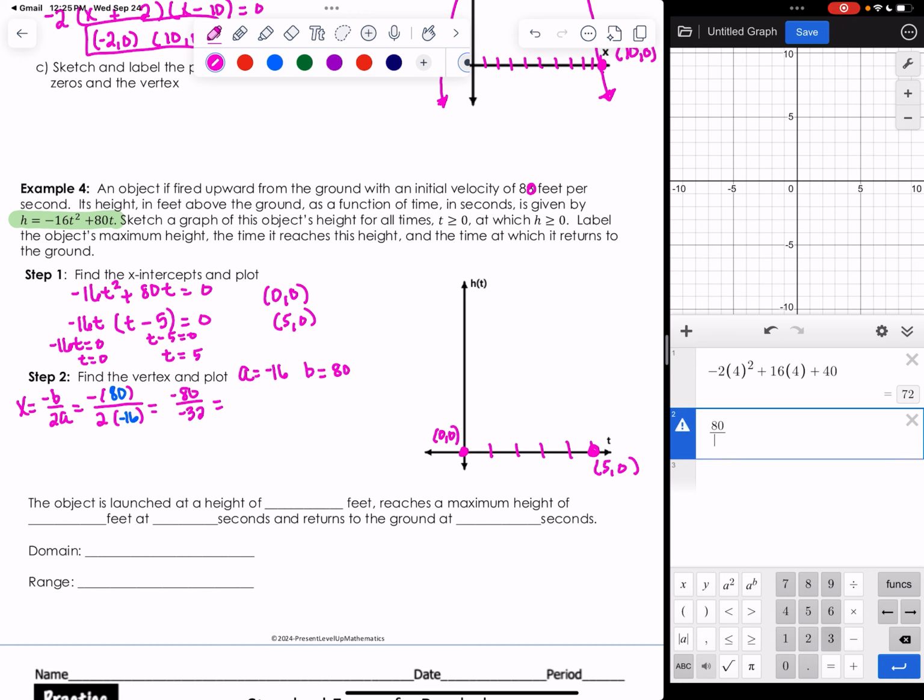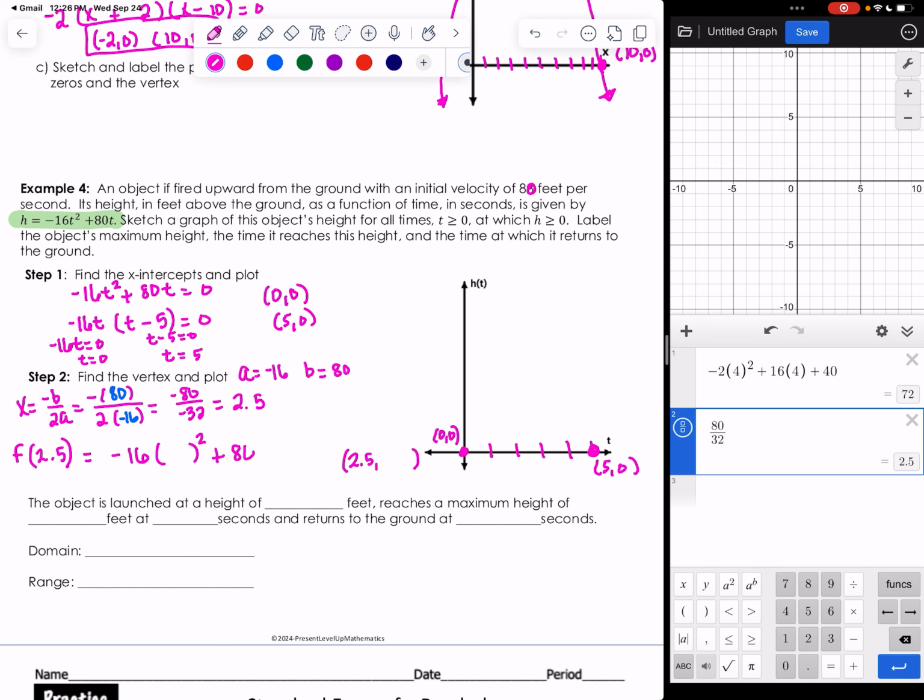Okay, 2.5. 2.5 seconds. Okay, so we know our vertex is going to be 2.5 comma something. Okay, we just need to get the comma something. So to do that, we're going to evaluate the function for f of 2.5. Now to do that, I will replace the variables with parentheses, and I'm going to plug in the 2.5.